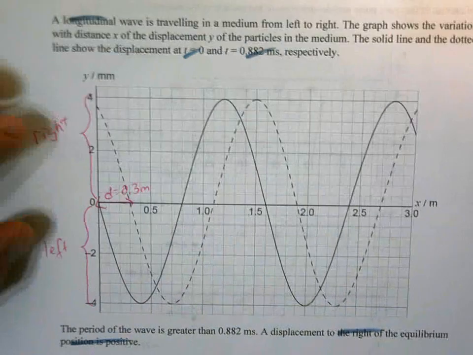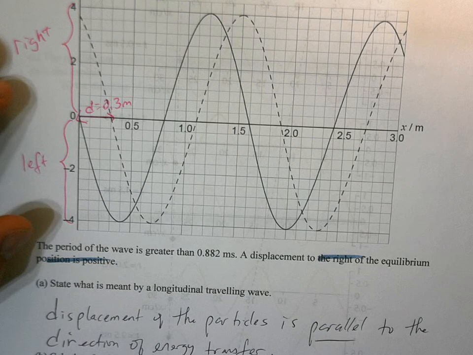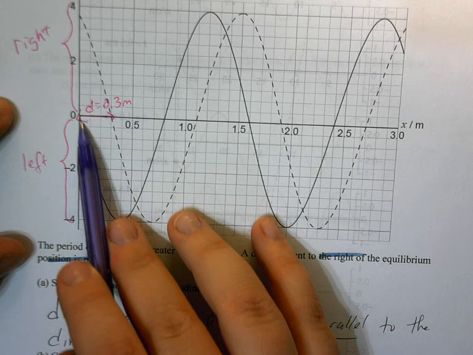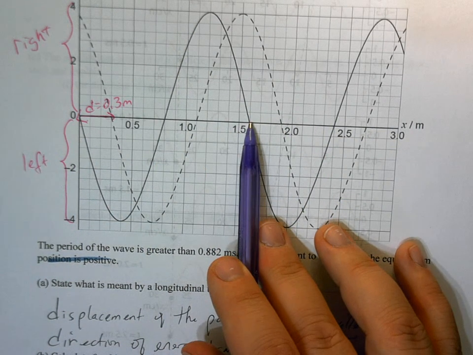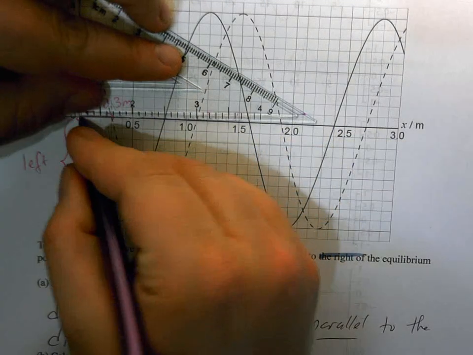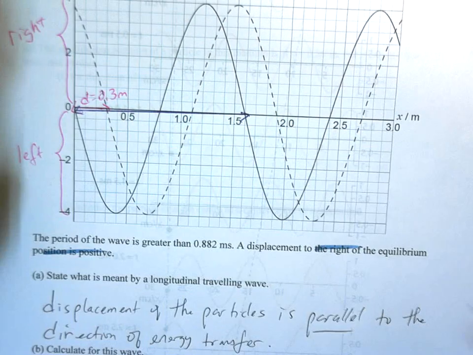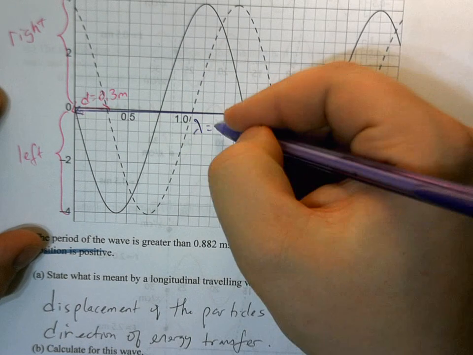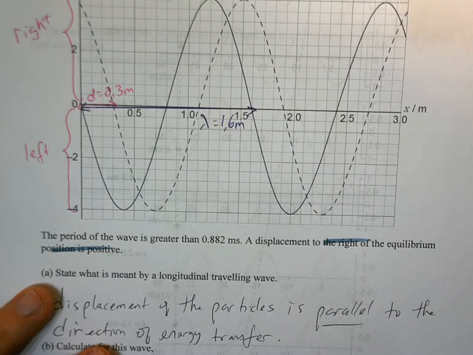Now, if I look at the diagram, what I'm looking for as a wavelength is a complete cycle. So I see here this wave performs a complete cycle, and that represents this distance of the complete cycle. I have this whole distance here. That's what I can call my wavelength. Based on this graph, this wavelength is about 1.6 meters. So that's what I'm going to use in my calculation.